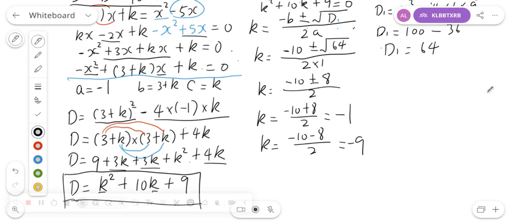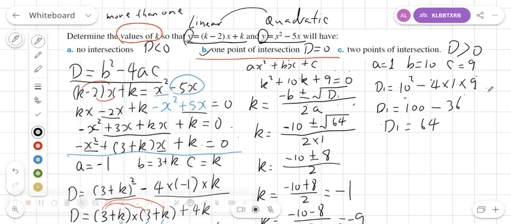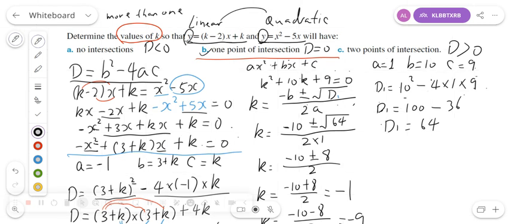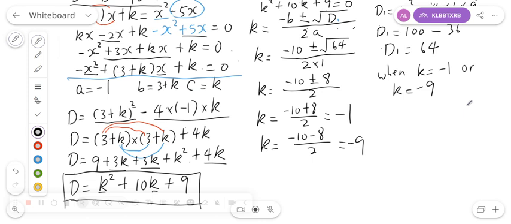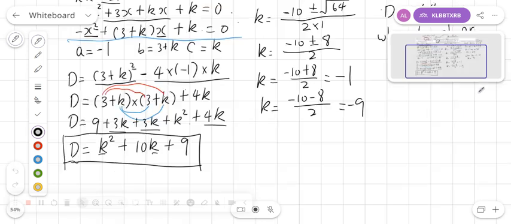So either way can work. And if I don't really want to use the quadratic formula, firstly, let's determine if we are actually finished solving with this one. So when k equals to negative 1 or k equals to negative 9, for both values, that is why here they're asking you to find the values. When k equals to these two values, they have only one point of intersection because d equals to 0 in this case.